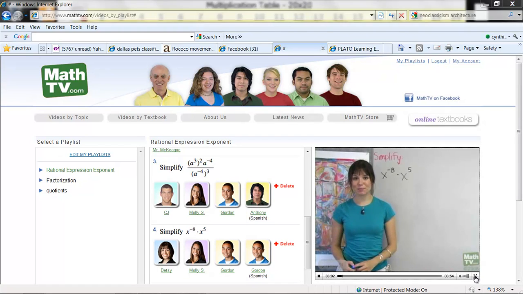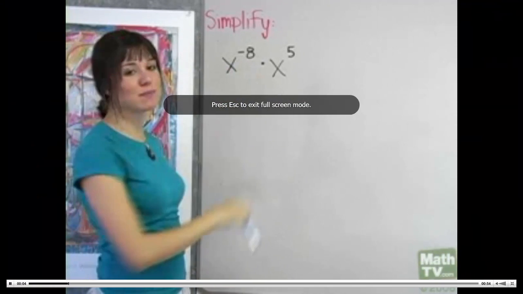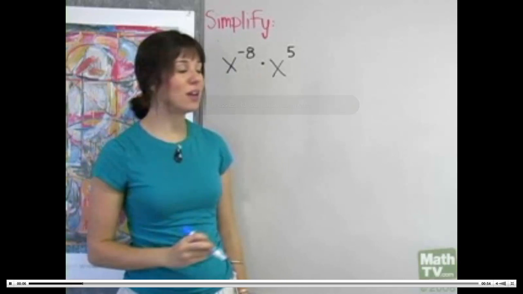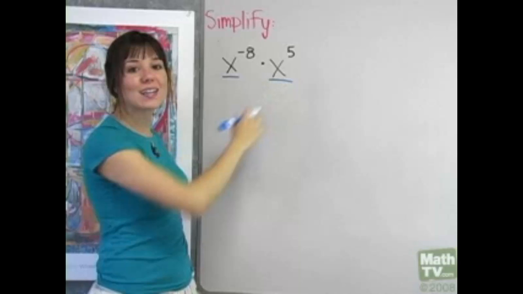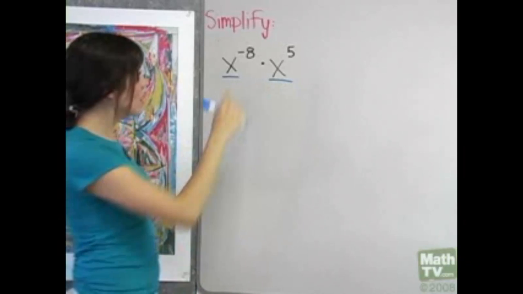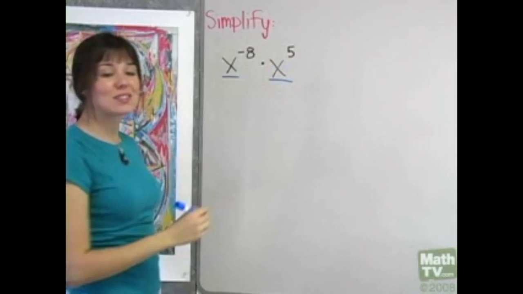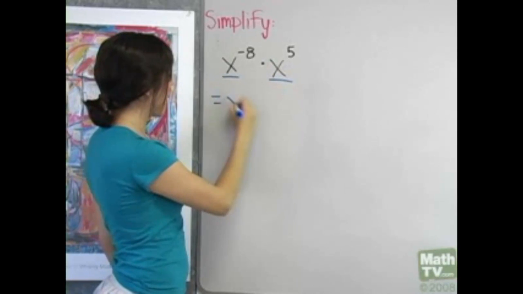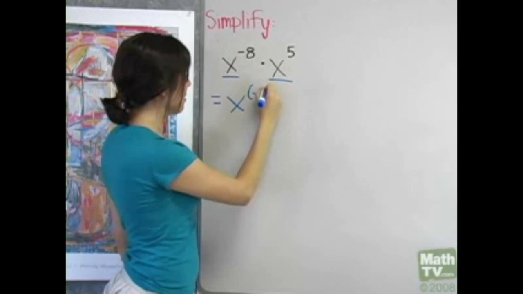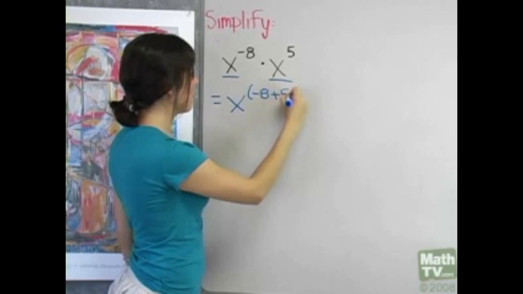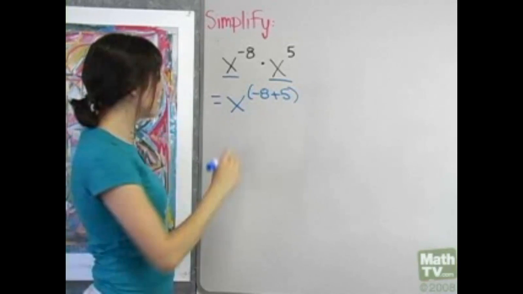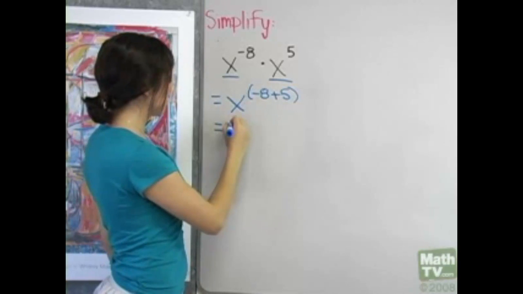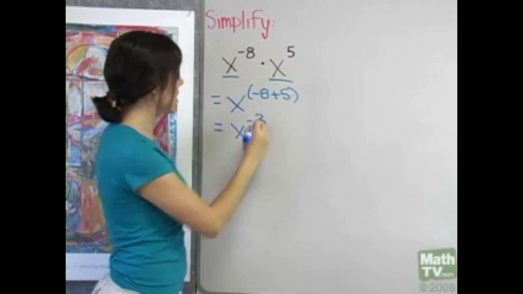We want to simplify x to the negative 8 times x to the 5th. So notice that we have the same base. Our base is x, and we're multiplying, so we want to add the exponents. So this is equal to x to the negative 8 plus 5. So negative 8 plus 5 is negative 3. So this is equal to x to the negative 3.